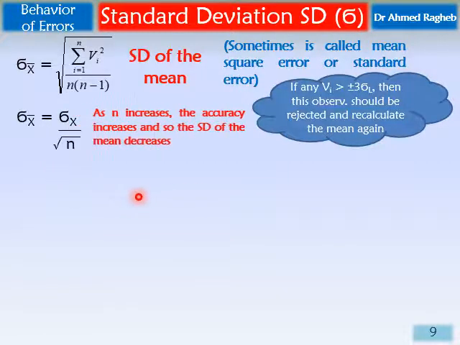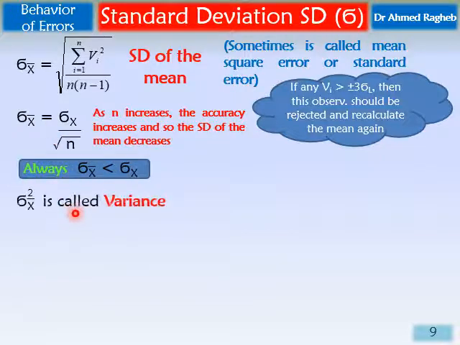Furthermore, we're going to use sometimes the standard deviation, and we're going to use the squaring itself. So just for a naming, the squaring is called the variance. Also, it's very obvious that usually or always the standard deviation of the mean is smaller than the standard deviation of a single observation due to measuring n times.